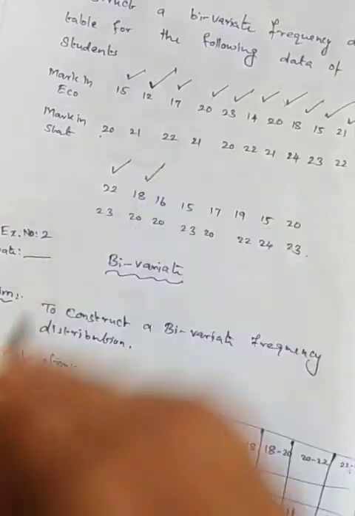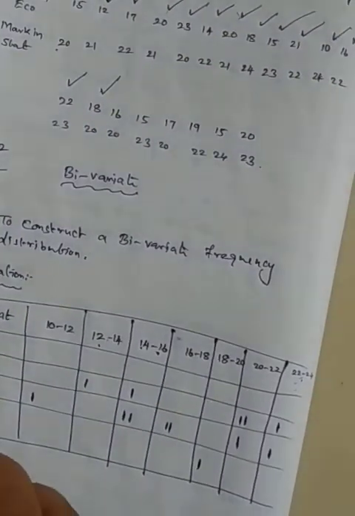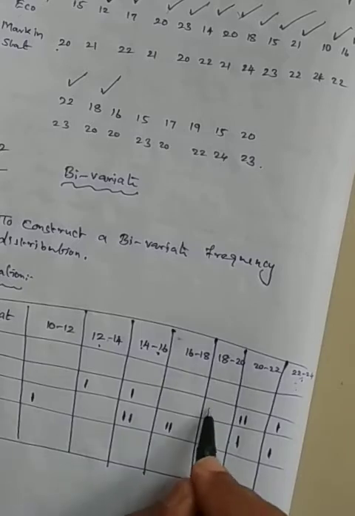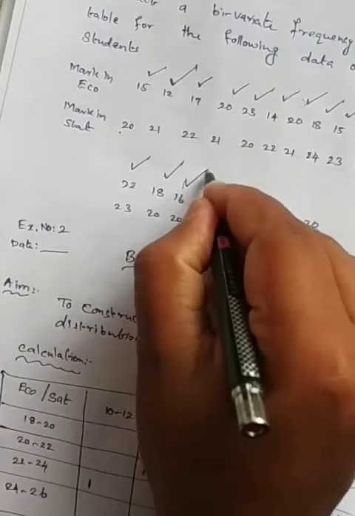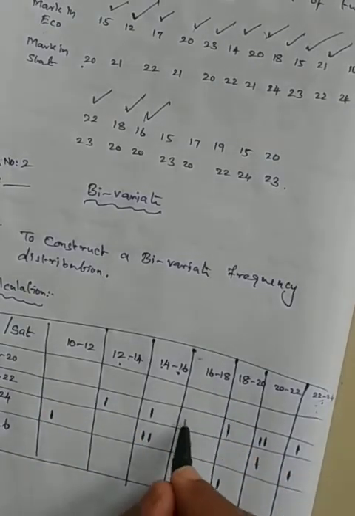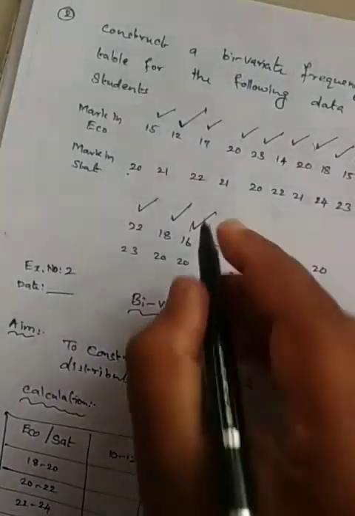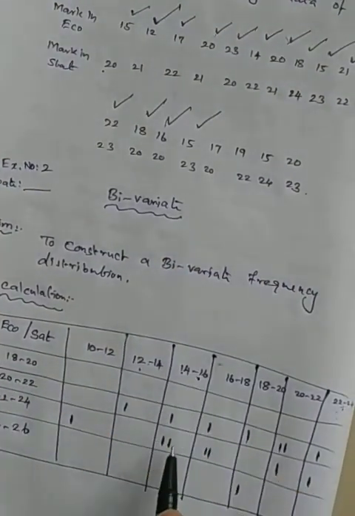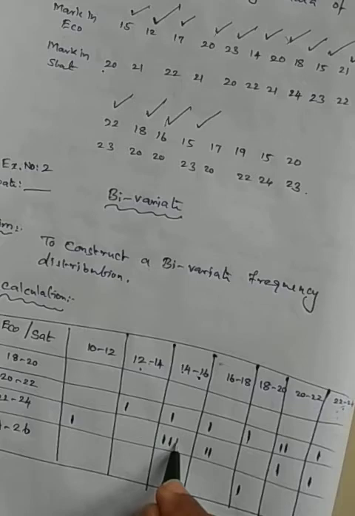Next one 18, 20. Where is 18? Here. 20 is here. The next one 16, 20. Where is 16? Here. 20 is where? Here. Here it will be more. Next one 15, 23. Where is 15? Here. 23 is here. So here will come 15, 23.